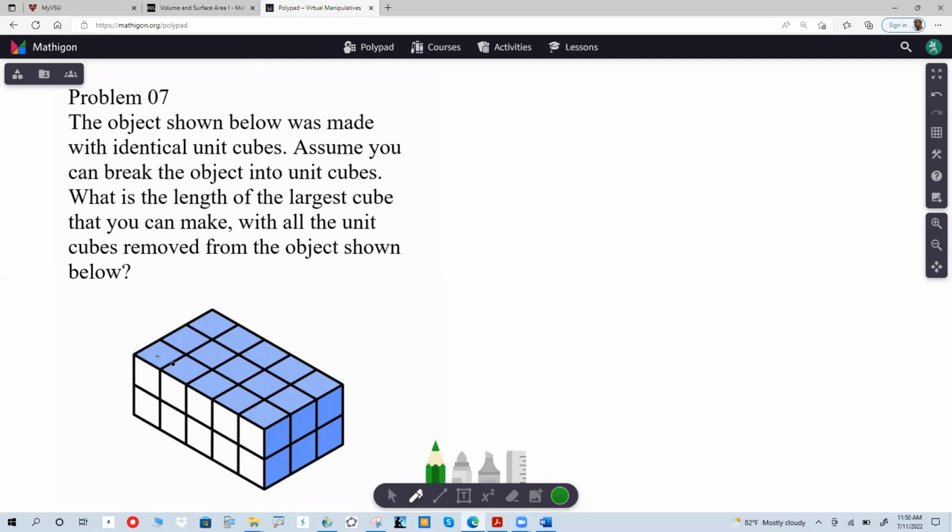I have 1, 2, 3, 4, 5, and 3, 15. And in the bottom, I have 15. I have 30 cubes here. There are 30 cubes here. That's easy. But look what they're asking you to do.